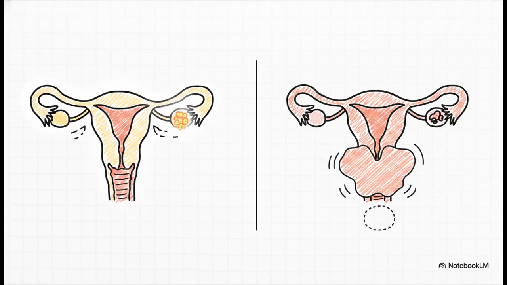Then we have placenta previa. This occurs when the egg implants very low in the uterus. As the placenta grows, it completely covers the cervix. Because the cervix is designed to stretch and open, having a highly vascular placenta sitting right over it creates a terrifying risk of massive hemorrhage. This almost always requires a highly controlled C-section.